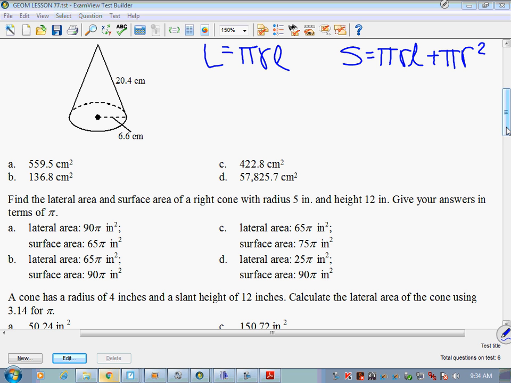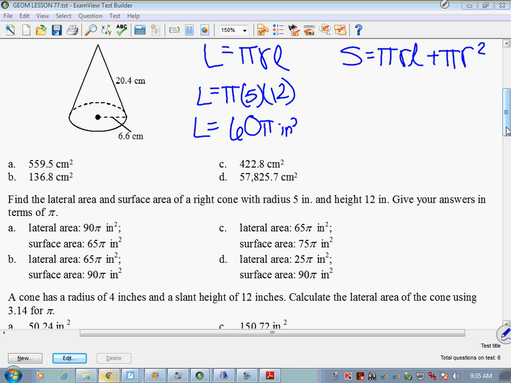So our lateral area is pi. What's my radius here? Oh, Caleb, we're on this question down here. 5. So we got pi times 5. What's my slant height? 12. All right, so can I go ahead and solve my lateral area in terms of pi? What's 5 times 12? 60. So my answer here is 60 pi inches squared.